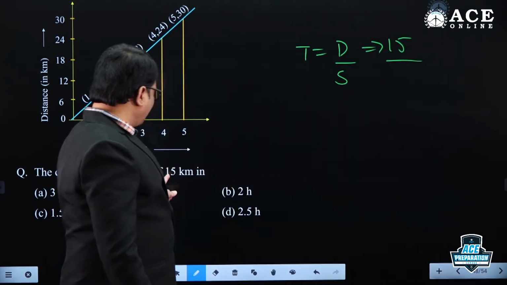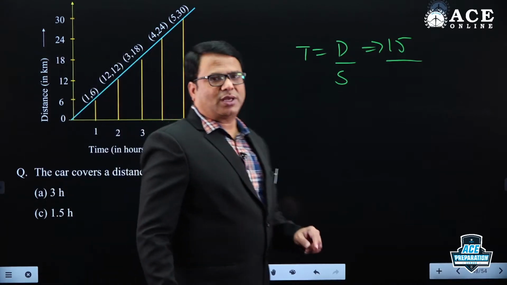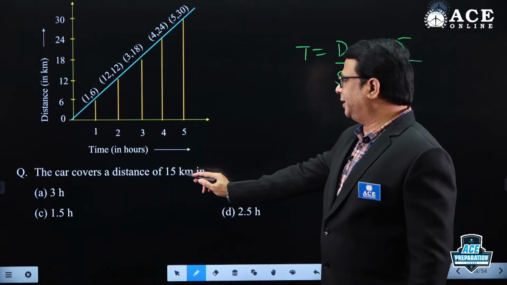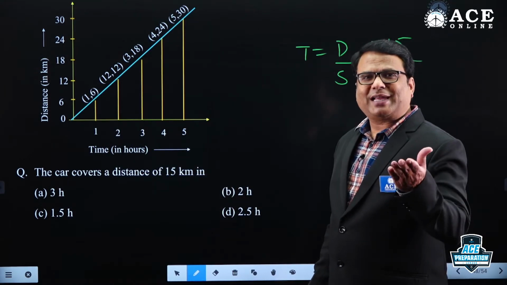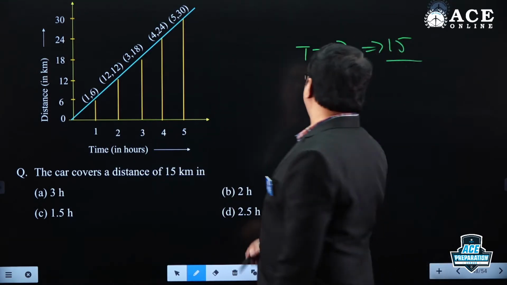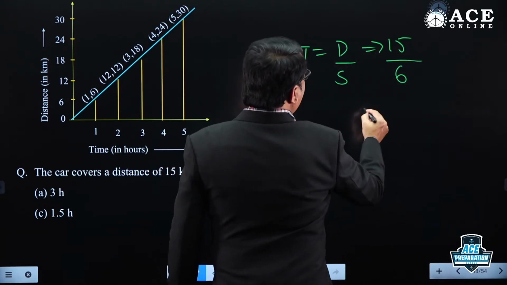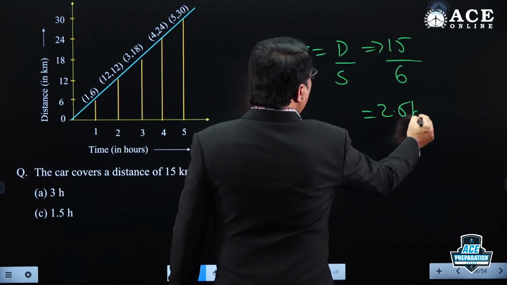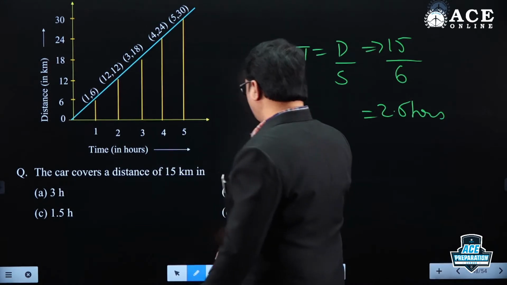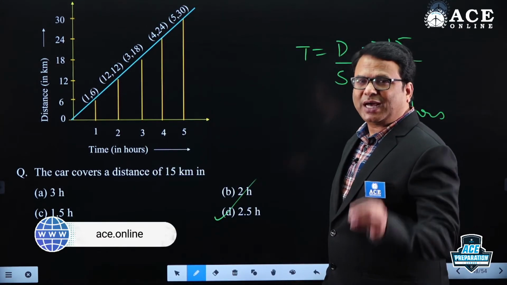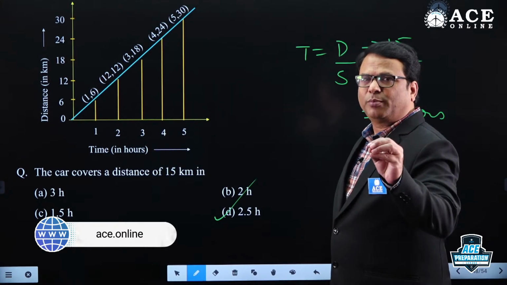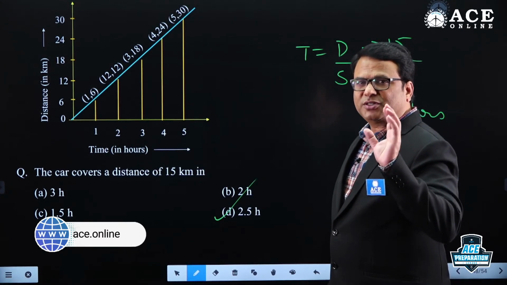The distance is clearly given as 15 kilometers. And what is the speed? The speed of the car we already calculated as 6 kilometers per hour. So 15 divided by 6 will give you 2.5 hours. So the answer is D, 2.5 hours. The car can cover a distance of 15 kilometers in 2.5 hours.